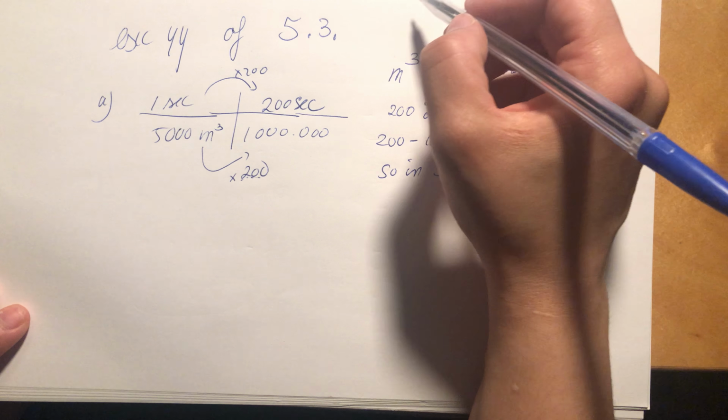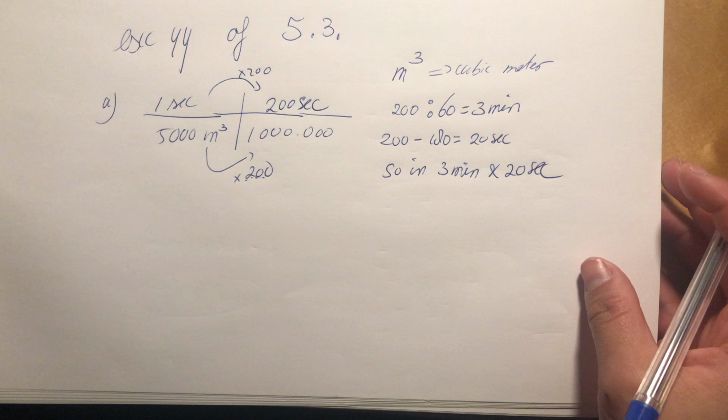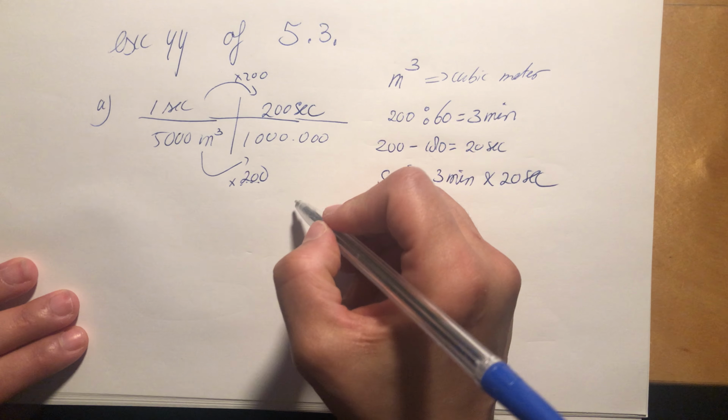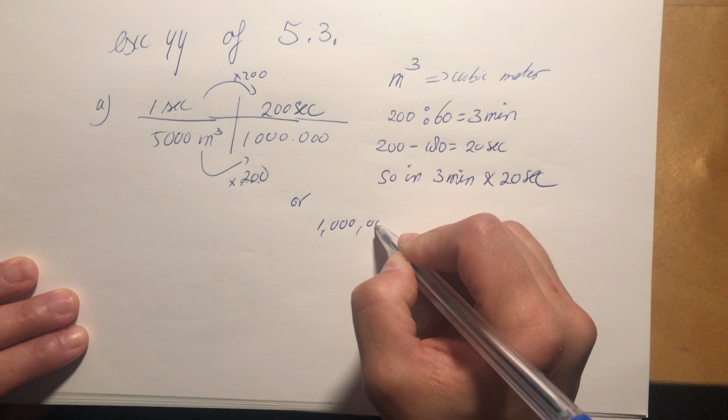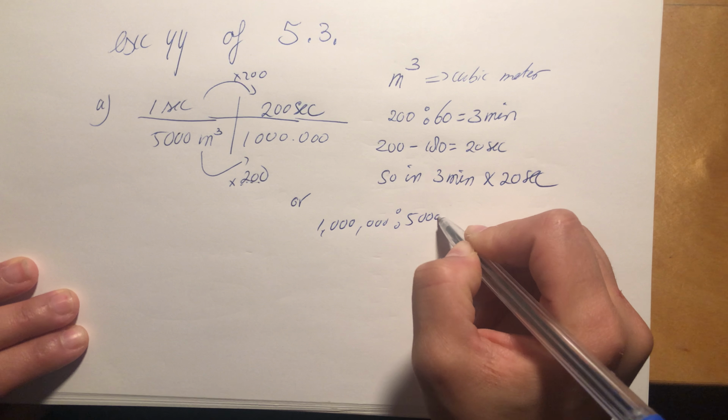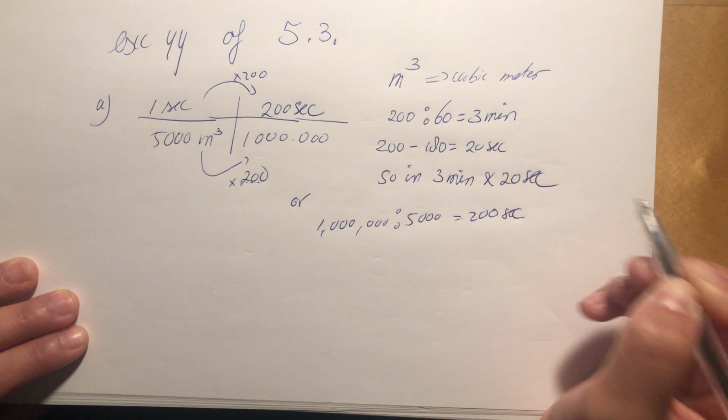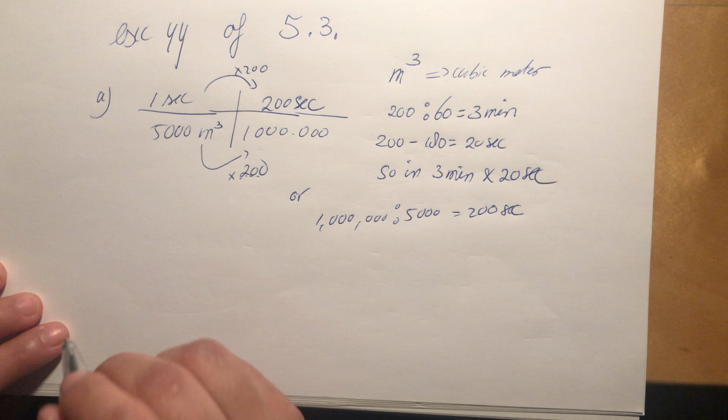So you don't need to do anything with the 50 meters. It's just the distance that they're telling you. You can also write it like this: 1 million divided by 5,000, which is 200 seconds. Yeah? Now, let's go to B.